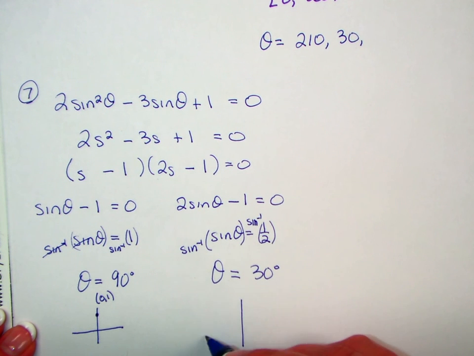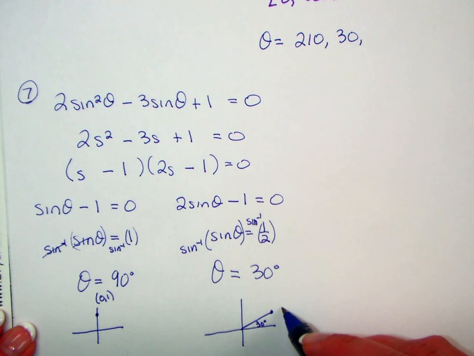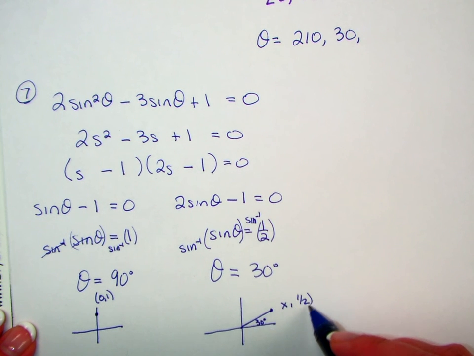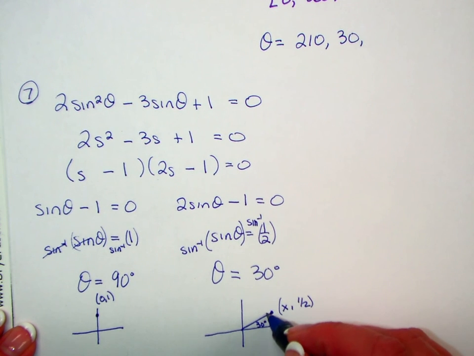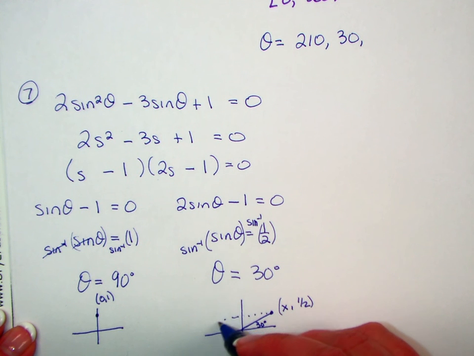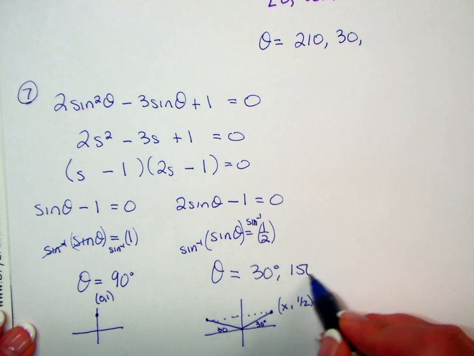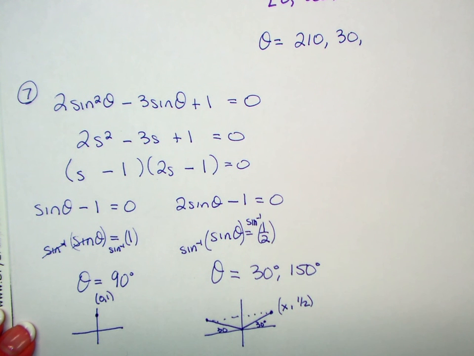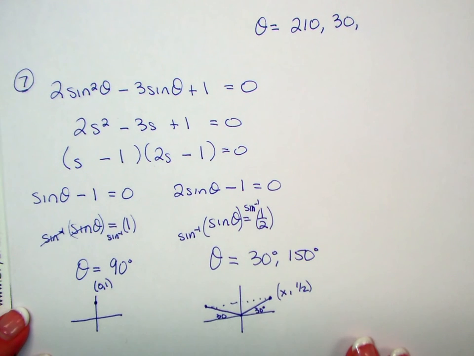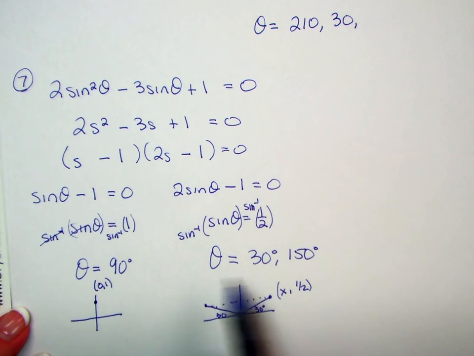So once more, here's 30 degrees. This is where sine is 1/2. So where else is sine equal to 1/2? On the other side, with a reference angle of 30, so that makes the other angle 150 degrees. So we have 3 fundamental solutions.